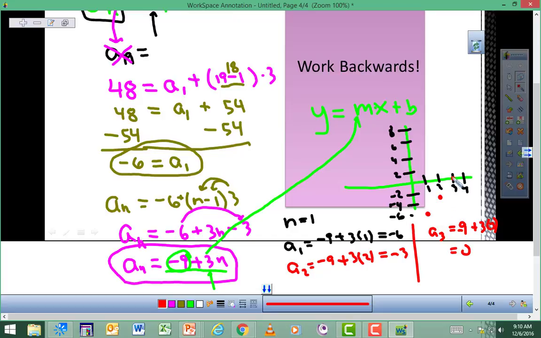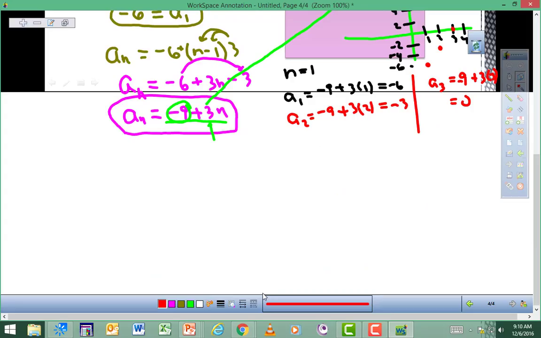Now, do you see the difference between these sequences? The sequences only have these dots as their solution. A line, on the other hand, would have the entire line be the solution, right? Do you see the difference? Lines have all real numbers as their domain. What's the domain on these guys? Only the counting numbers, right?